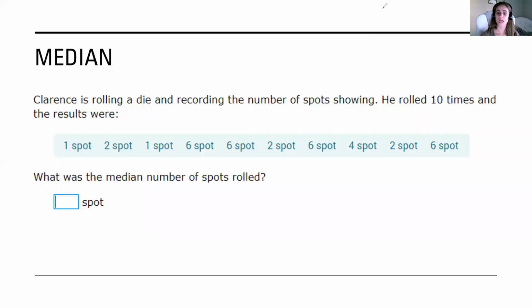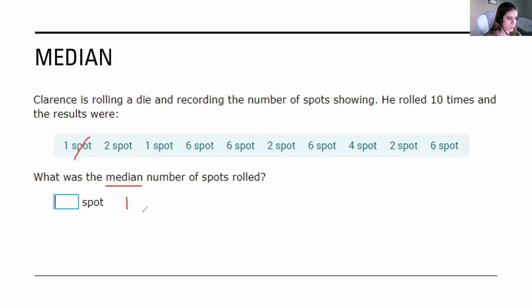Let's try another one. Clarence is rolling a die and recording the number of spots showing. He rolled 10 times and his results were as seen below. What is the median number of spots rolled? If we're asked to find median, the middle number, remember they have to be in order from least to greatest.